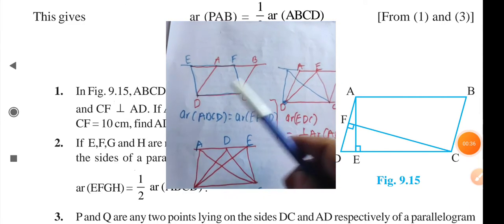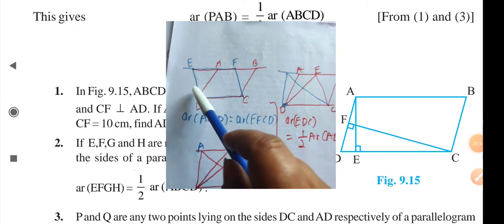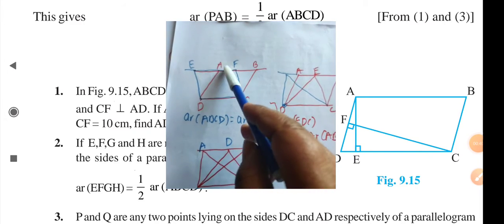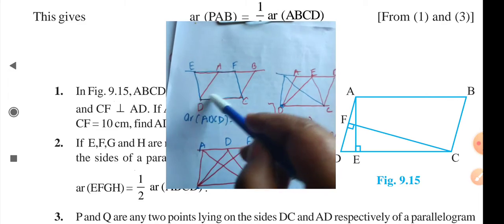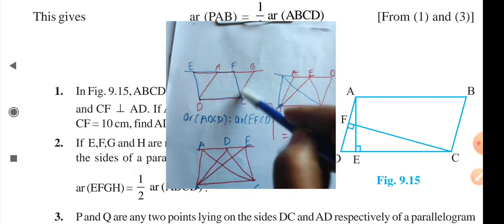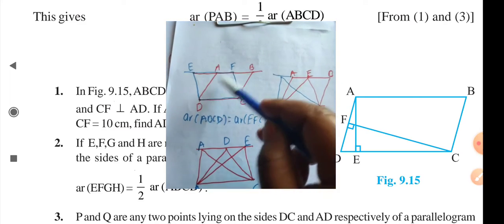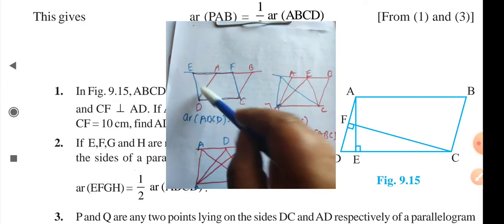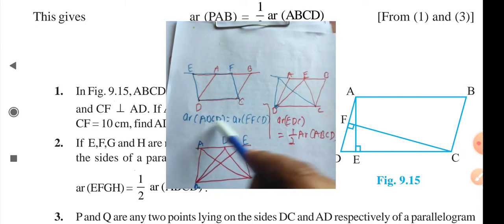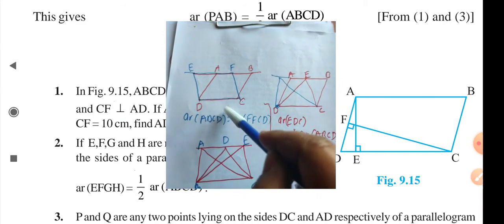There are three main theorems. The first one: if two parallelograms, you can see that one parallelogram I have made with the red pen and another with the blue pen, have the same base and lie between the same parallel lines, then their areas will be equal to each other. This is the first theorem.